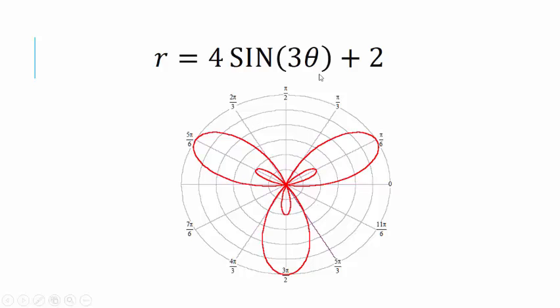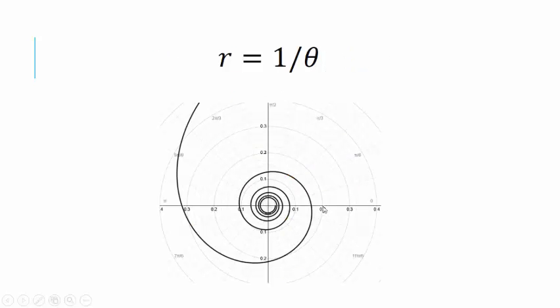There are many variations on these graphs, so I encourage you to have some fun and play around with these. This would be 4 sine of 3 theta, so you can see the 3 is what gives it 3 petals. 4 affects the length of the petal, but when I add 2, that would be a translation on it, and so you can see that now adding 2 makes these inner loops as well.